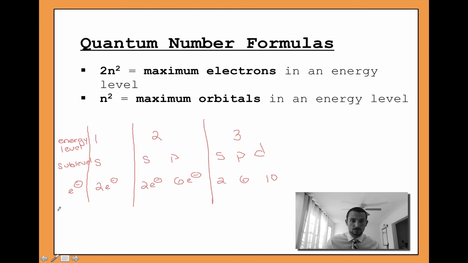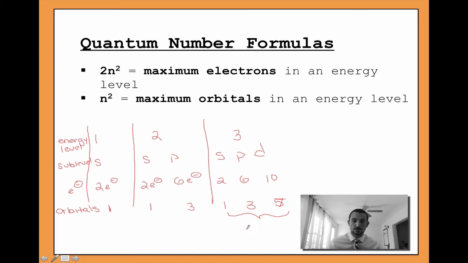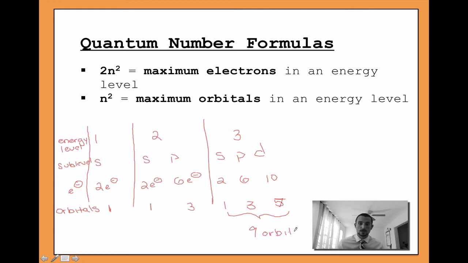And if we wanted to extrapolate and add on our number of orbitals, we can see here that S has only 1 orbital, P has 3, D has 5, and F has 7. So 1 squared, according to this, finding maximum orbitals in the first energy level, 1 squared is 1. 2 squared, maximum orbitals in the second energy level is 4. 1 plus 3 is 4. Maximum orbitals in the third, 3 squared is 9. 1 plus 3 plus 5 is 9 orbitals. So that's how you apply these formulas to your quantum numbers.